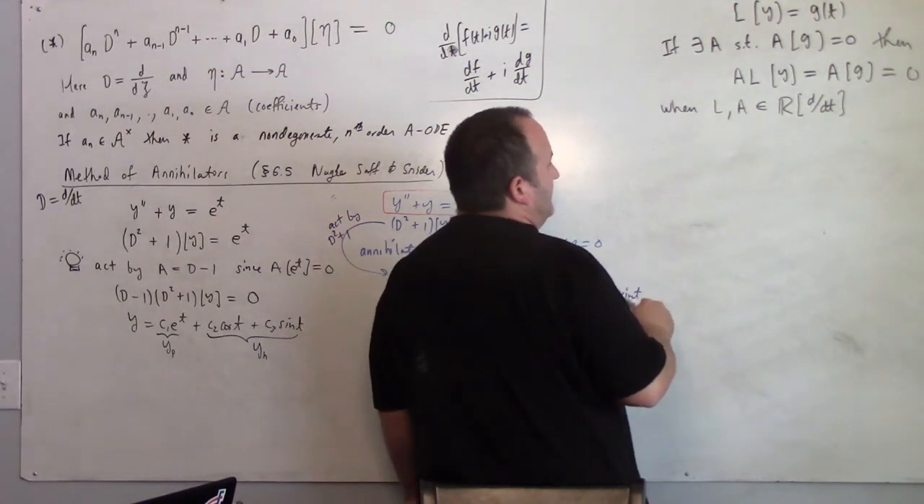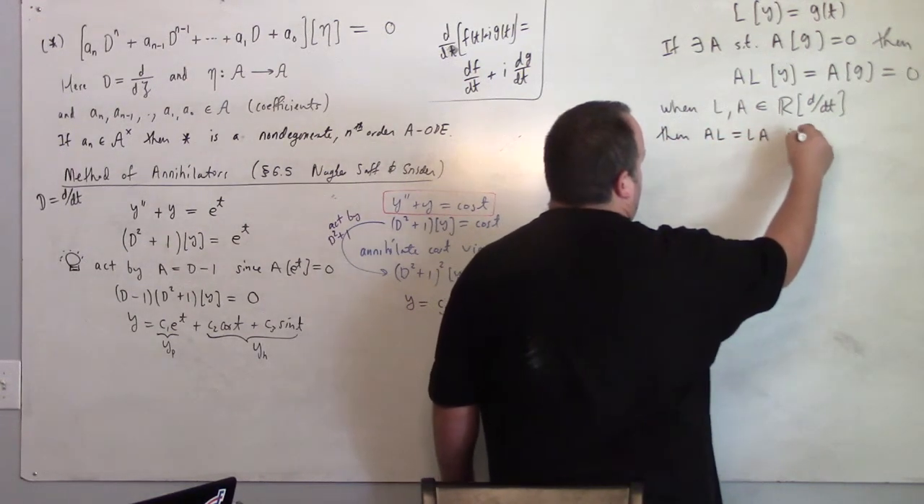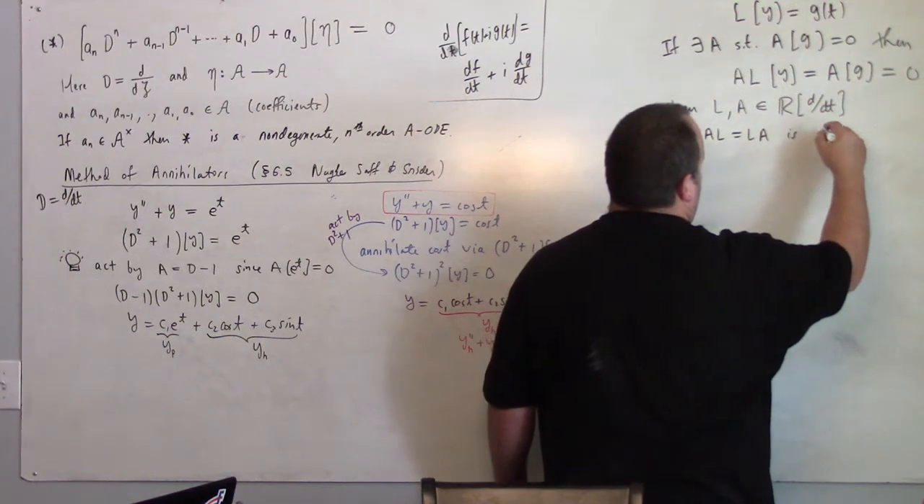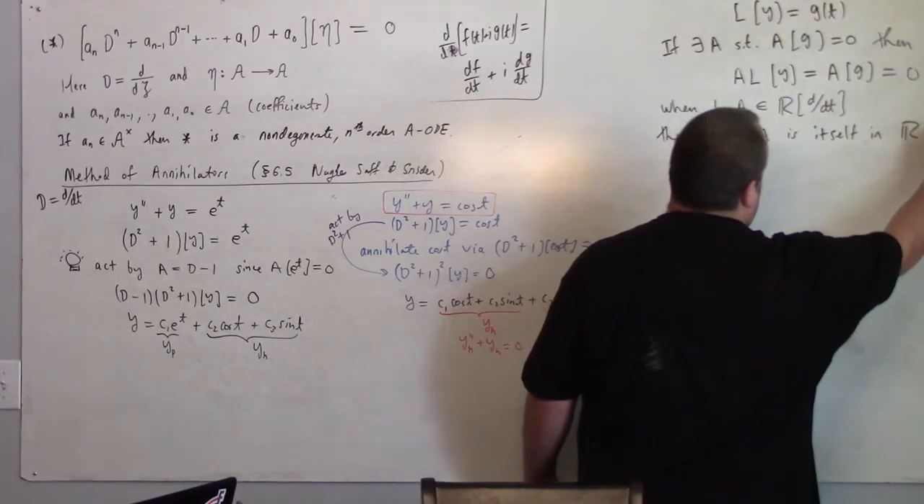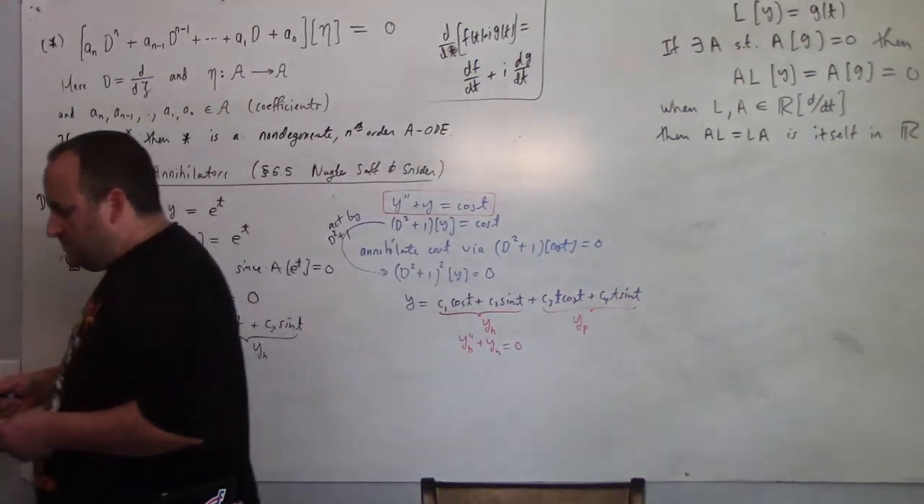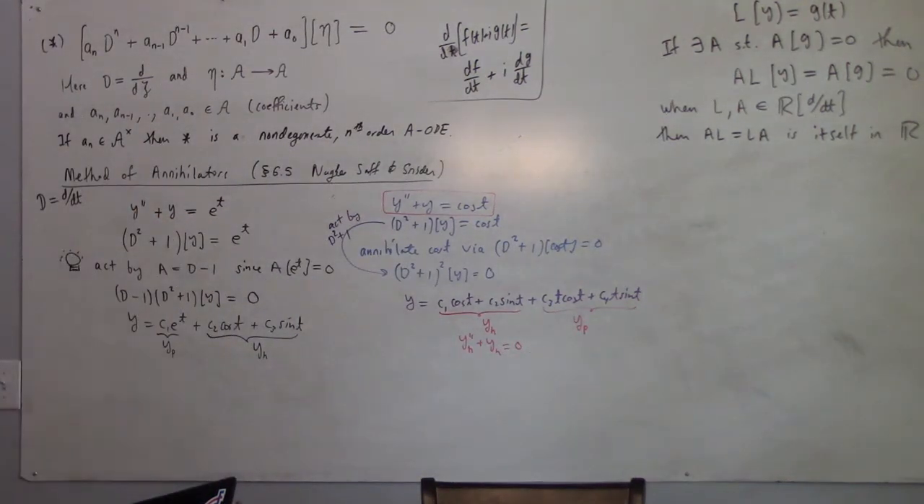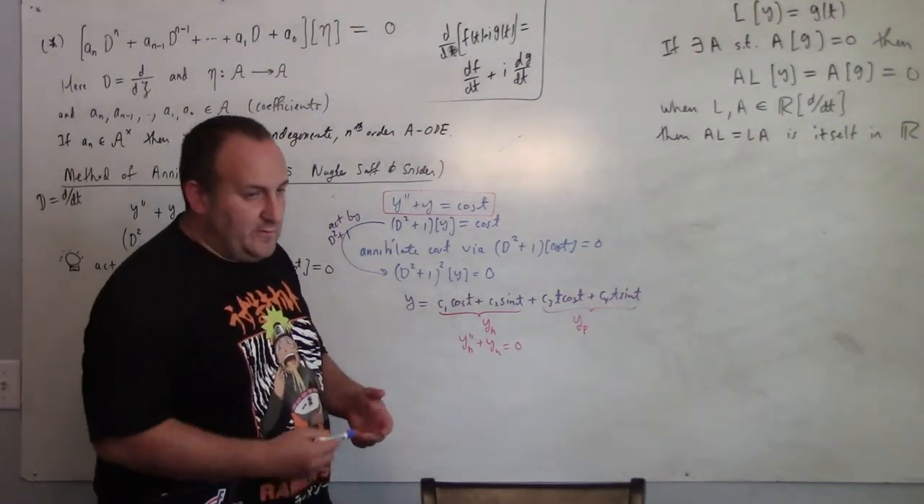When that's the case, then AL equals LA is itself in polynomials of the differentiation operator. In other words, if you can find an annihilator for your forcing function g, which is itself polynomial in the differentiation operator, then that's when this works. This is only going to work if g has to be the solution to a homogeneous constant coefficient problem for this to work.